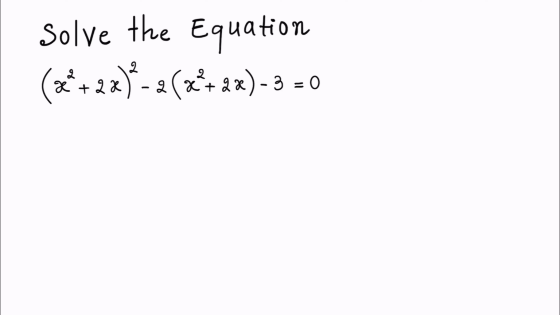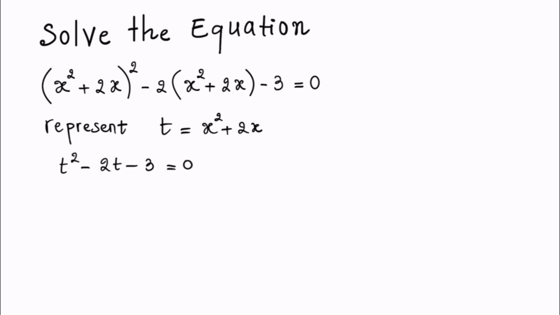Today in this video we are going to solve another equation. This looks tricky, but I'm going to make it super easy for you. So first of all, in order to make it easy, we have to represent t equal to x squared plus 2x. Now the equation will be t squared minus 2t minus 3 equal to 0.